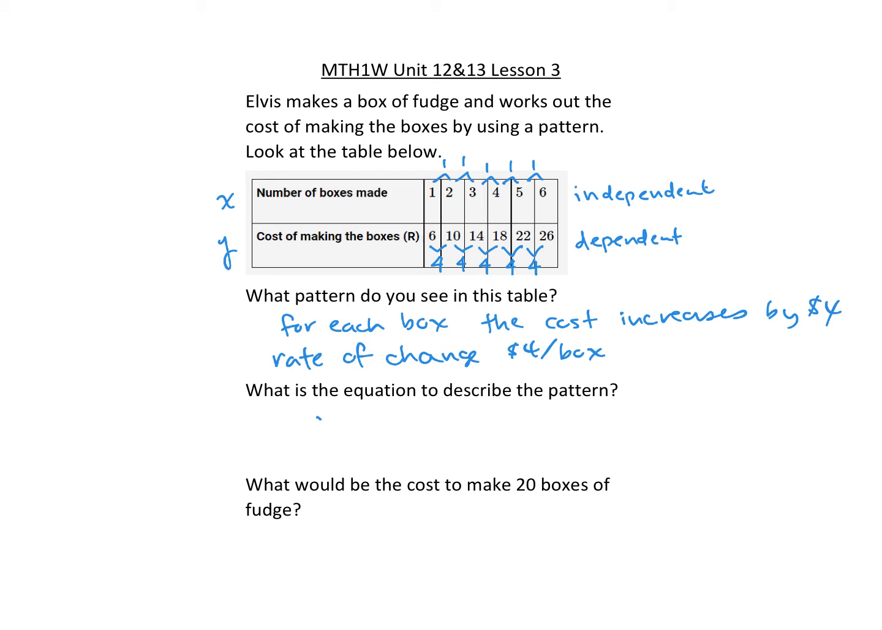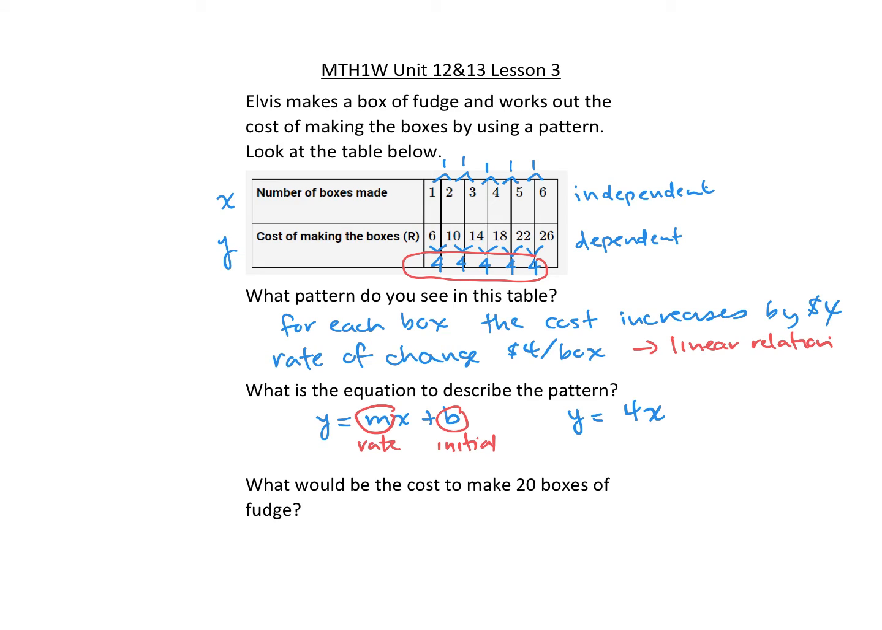So the equation, remember, it is linear because the rate of change is constant, right? We're going up by the same amount. So if it is linear, so it is a linear relation, it's going up by the same amount, so it's y equals mx plus b, where m is the rate and b is the initial value. So in this case, the rate is $4 for each box.